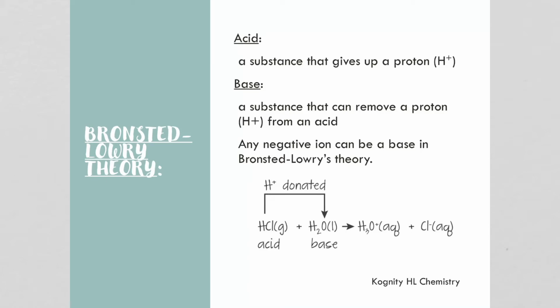If we look at this example, we have hydrochloric acid reacting with water, and in this case water is acting as the base. This donates the hydrogen ion, so this becomes H3O+, the hydronium ion, and a chloride ion. So this one is donating its proton, this one's taking its proton. This is the proton donor, so this is the acid. This is the proton acceptor, because it accepted the proton, and it's the base.